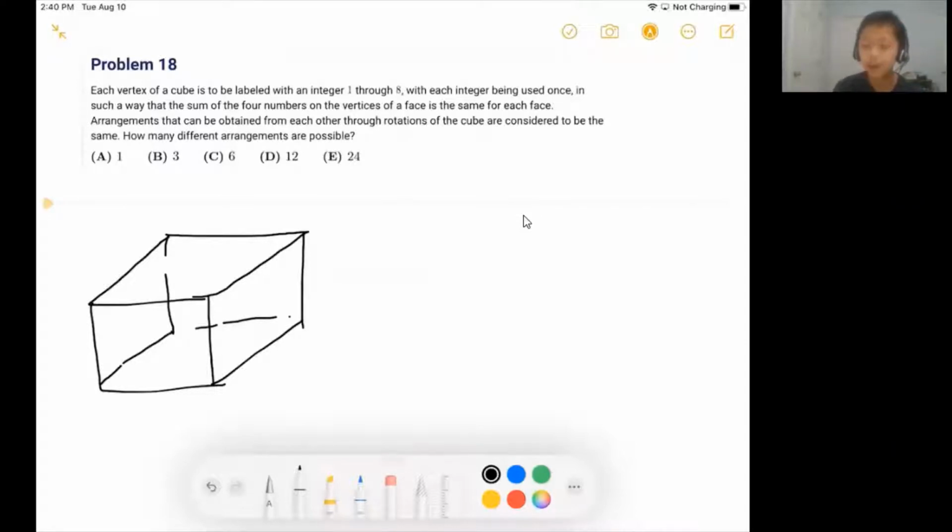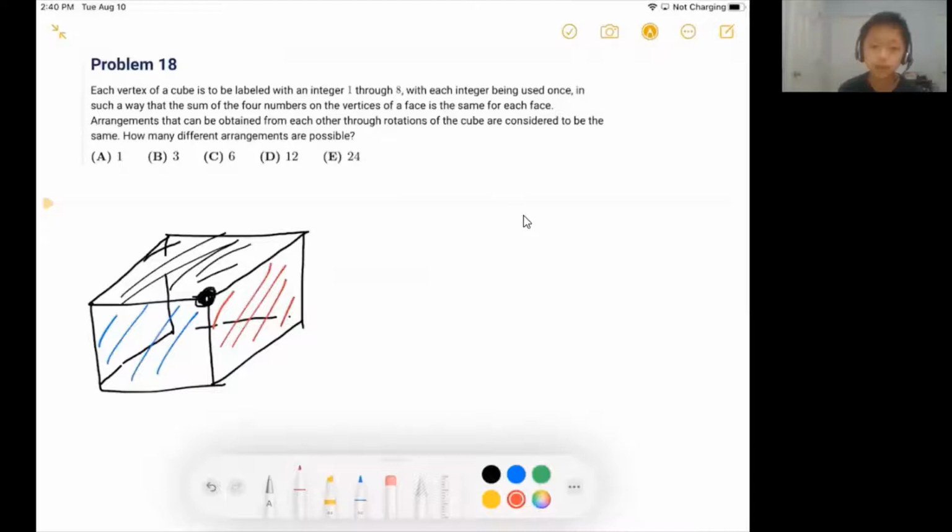Can we find that? Well, notice that if we were to add all of the numbers on all of the faces, for example, this vertex here would be counted exactly 3 times. It would be counted one time when you count the sum for this face, another time for this face, and one more time for this face. So each vertex is going to be counted 3 times in the total sum.